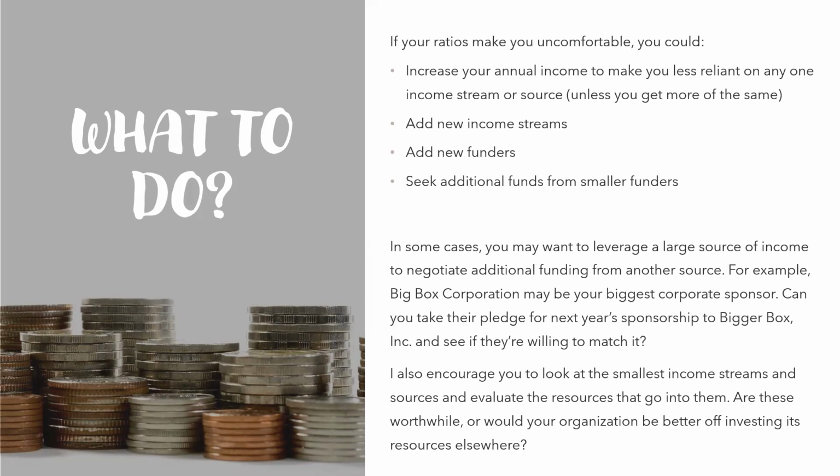You can add new funders. Maybe you're good with the 4 income streams you have. You just need additional funders within some of those buckets. And then also seek additional funds from smaller funders. So if you can get more money from some of the income streams and income sources that you're not so heavily reliant on, then you equal out that dependency a little bit more.